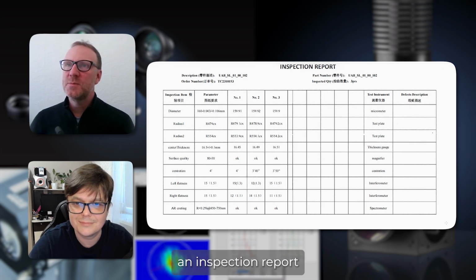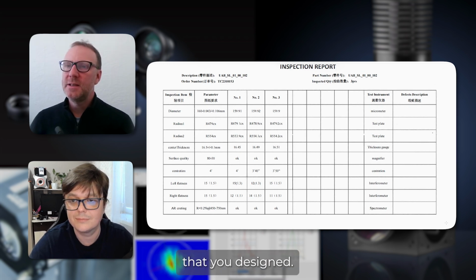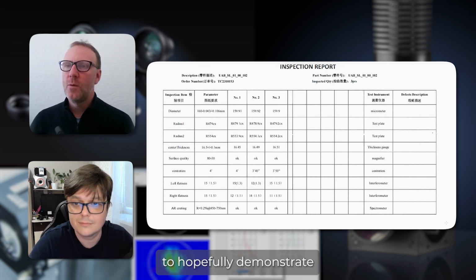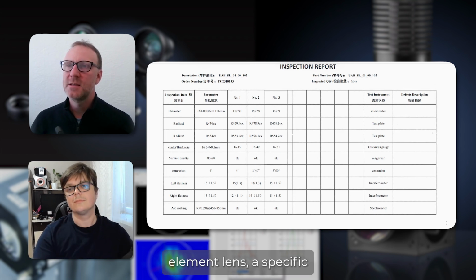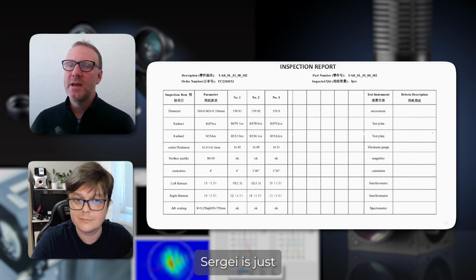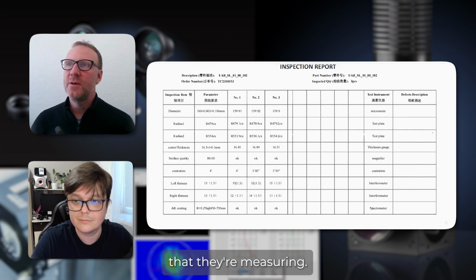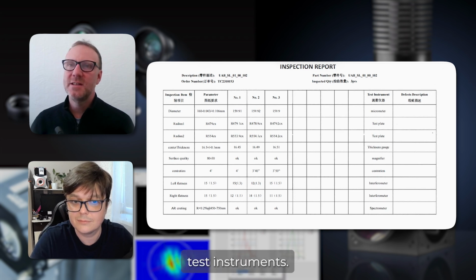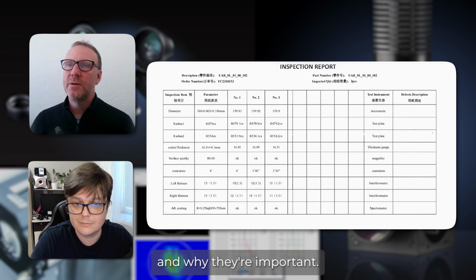I have here an inspection report for a lens that you designed. It's a manufacturer who has sent us this report to hopefully demonstrate to us that a lens element, rather than a multiple element lens, a specific lens element was made correctly. So I hope you can do, Sergey, is just talk us through quickly these different parameters that they're measuring, and it looks like we have three different lenses that they tested for us, and they're listing the test instruments. But I want you to just quickly talk through these parameters and why they're important, what would be bad about them being out of spec.